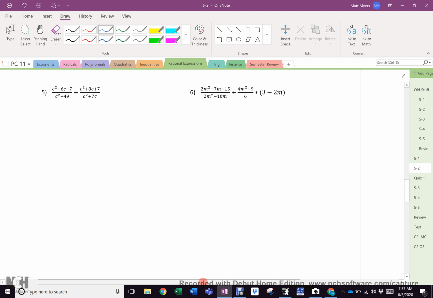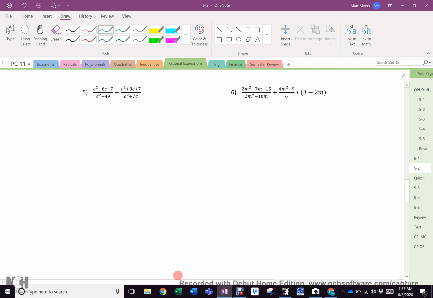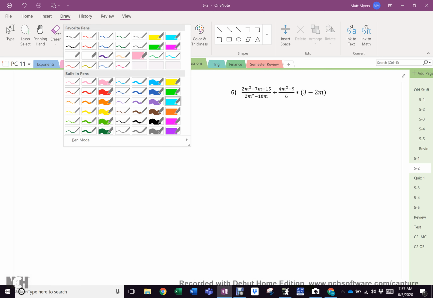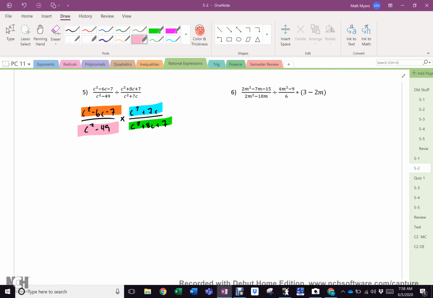Two more for practice, and then we'll move on. So this one we can see is a division, so we have to remember it is c squared minus 6c minus 7 over c squared minus 49 times c squared plus 7c over c squared plus 8c plus 7. And then I factor. I'll color code again. Let's do it this way: orange, blue, green, and pink. And they're all factorable.